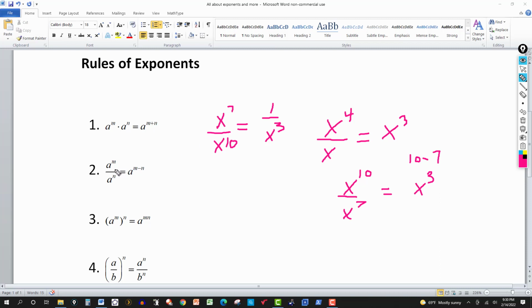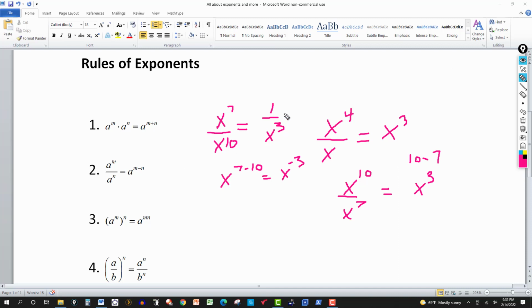Well, notice, rule number 2 says if you're dividing powers of the same base, bring down the base. So if I follow rule number 2 for this one, I would bring down the base, and then in this case m would be 7 and n would be 10. So this would be 7 minus 10. That would give me x to the negative 3.